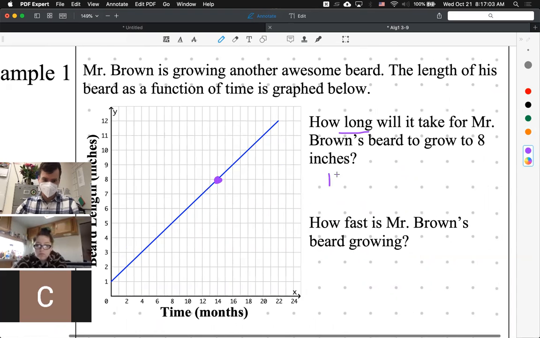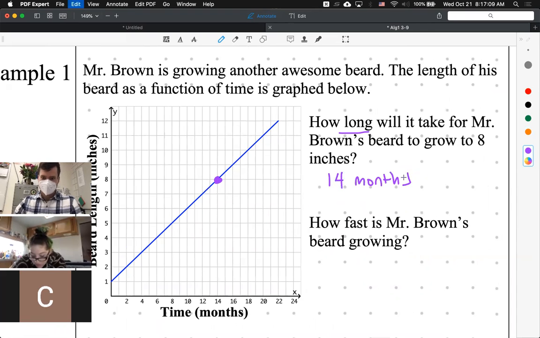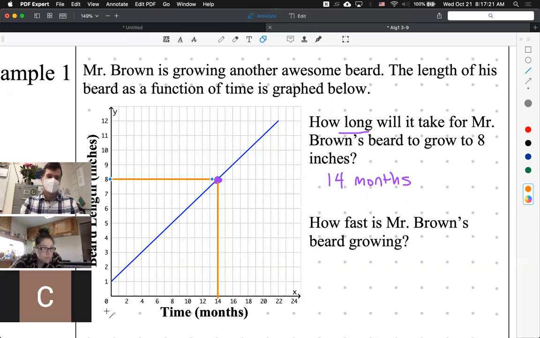So our answer here is 14 months. I think I'll leave the lines on here so that people can see them for the notes later. Shrink right there and right there. All right, next question. How fast is Mr. Brown's beard growing?